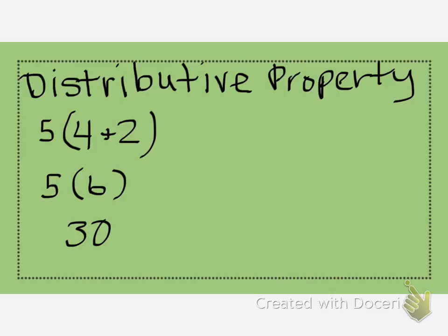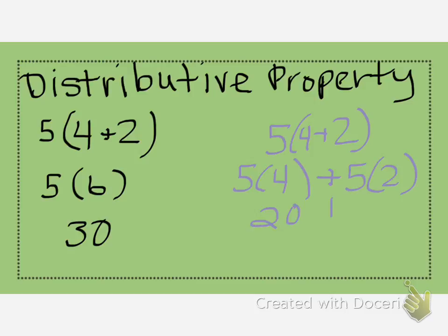Then I'm going to do it another way. I'm going to use a different color. I'm going to write 5, 4 plus 2 again, and this time I'm going to distribute. 5 times 4 plus 5 times 2. 5 times 4 is 20, plus 5 times 2 is 10. Add it together, you get 30. Same answer. That's what distributive property is. That's the first property.